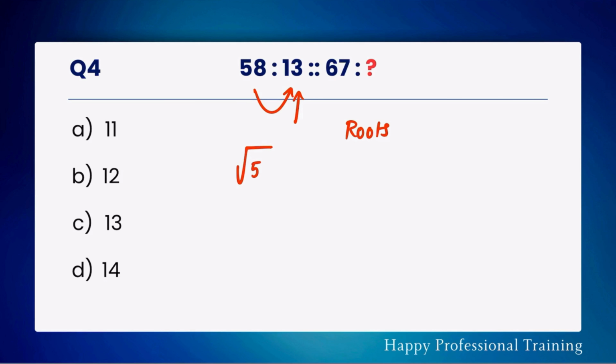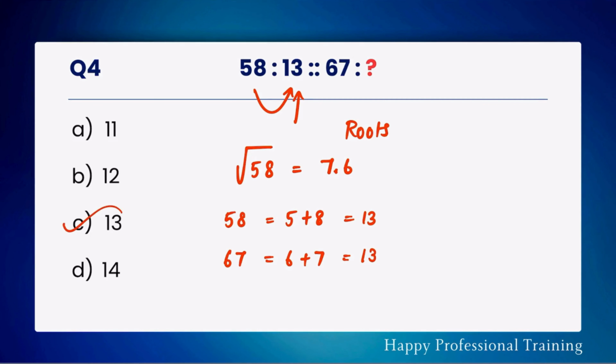What is square root of 58? Square root of 58 would come about 7.6, which is nowhere close to 13. So square root doesn't work here. So when roots don't work, the next thing we always check is the digits. Let's check the digits of 58. Try adding them. What is 5 plus 8? It is 13. That matches the first pair exactly. We just repeat the same idea for the second pair. What is 6 plus 7? It is 13 and the option is C.